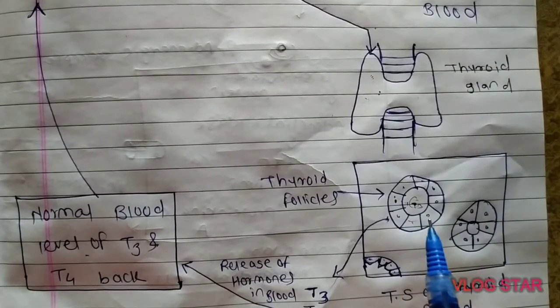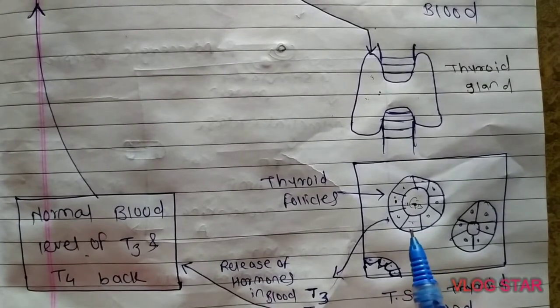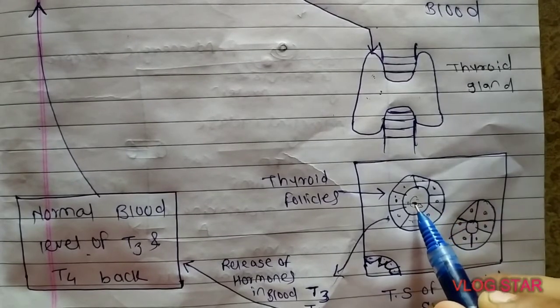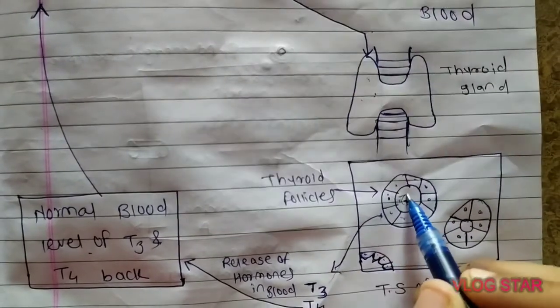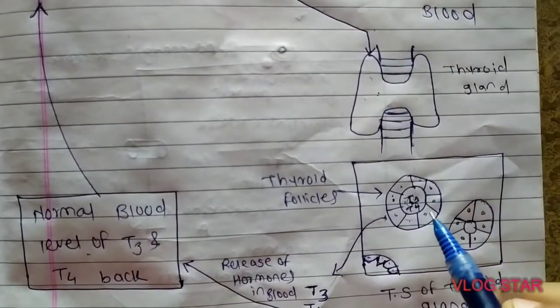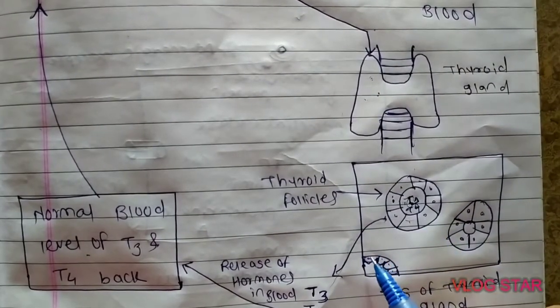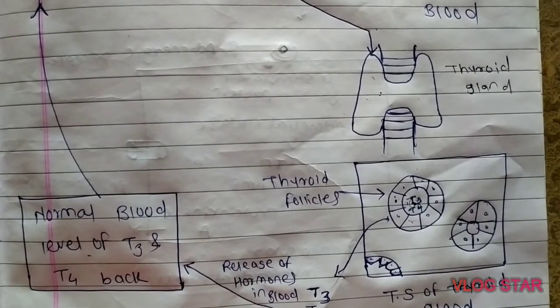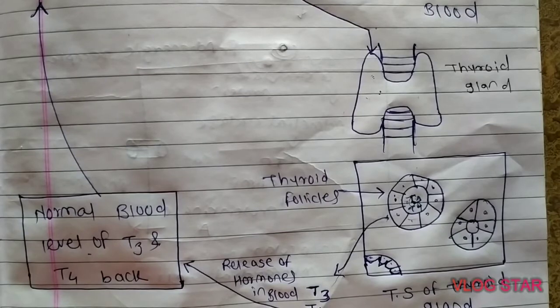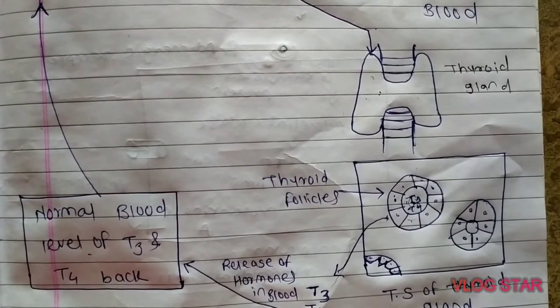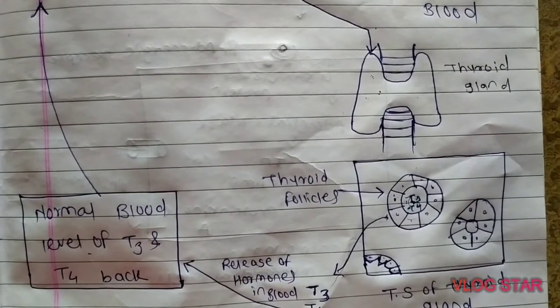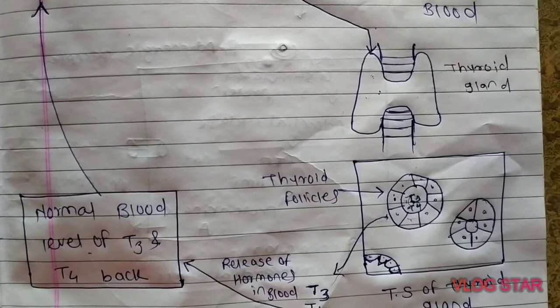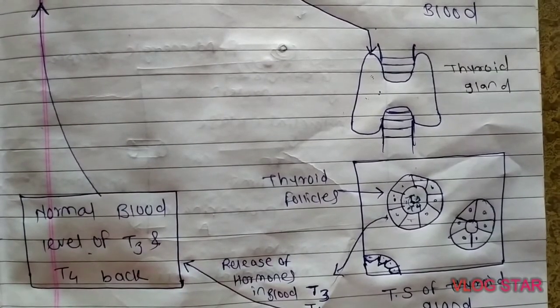Once this thyroid follicle gets stimulated, it releases its hormones. This thyroid follicle contains T3 and T4 hormones, so it releases T3 and T4 into the circulation. Once the T3 and T4, that is the thyroid hormones, enter the circulation, their normal level is achieved, and they cause their function, that is to regulate the BMR, the basal metabolic rate, and their function gets over.